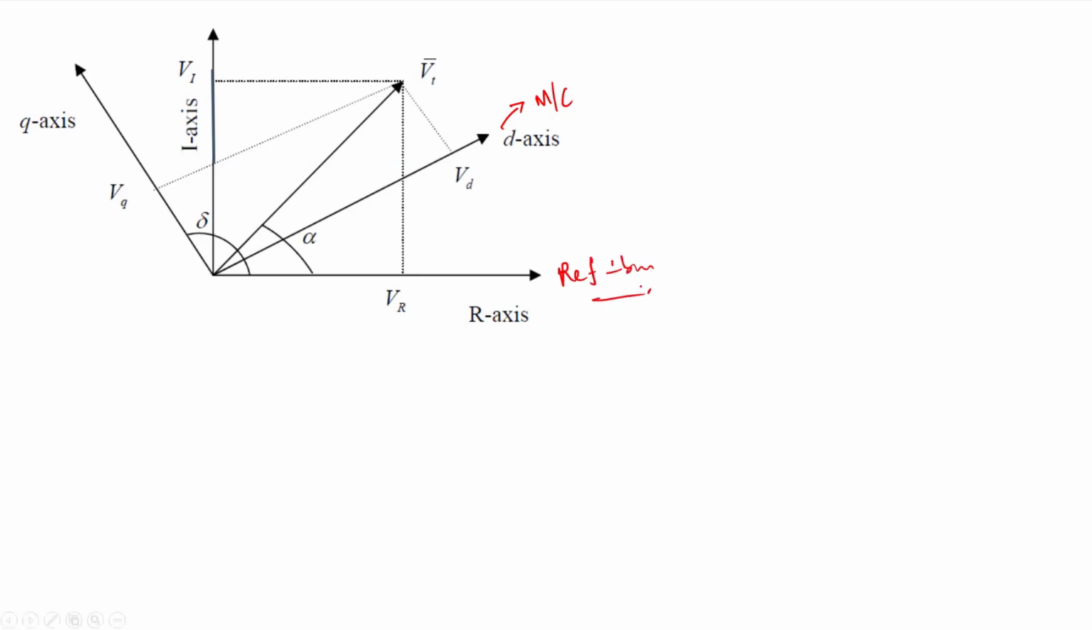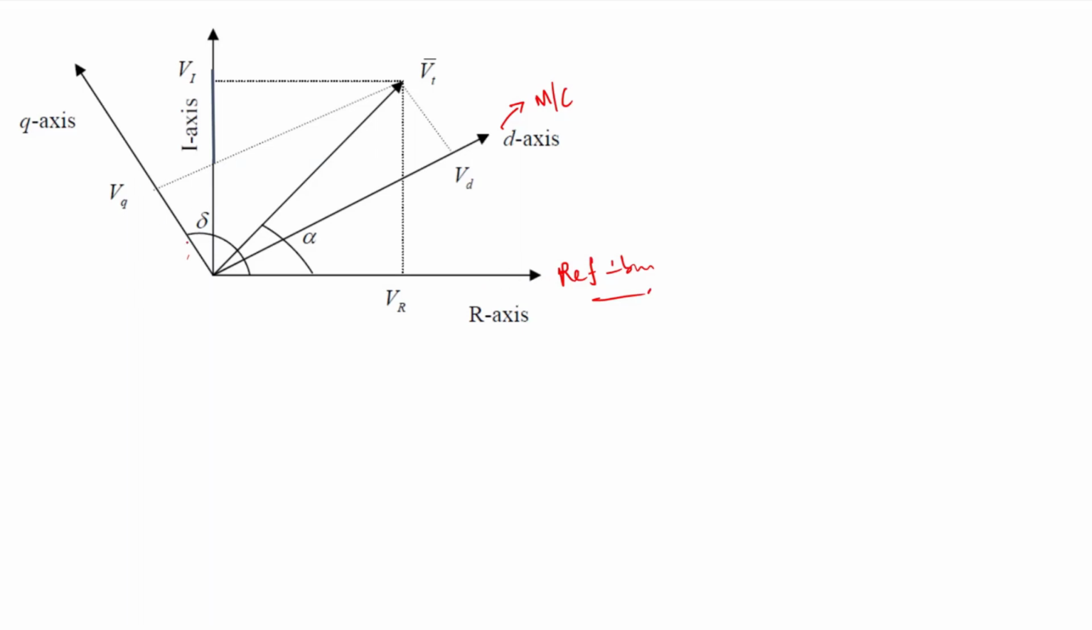Now under steady state, both the DQ axis and the RI axis are rotating at the synchronous speed. Therefore, there will be no change in the load angle; it will remain constant. So this load angle will now be the angle between the Q axis and the R axis, which is the reference voltage. If we take the reference voltage in the slack bus, this will lie on the R axis.